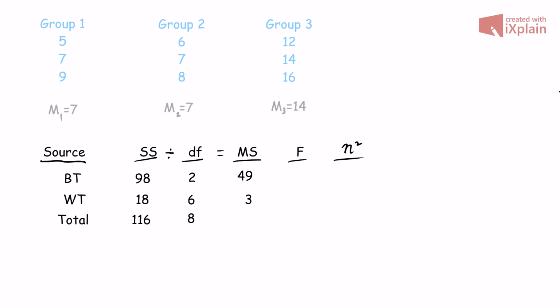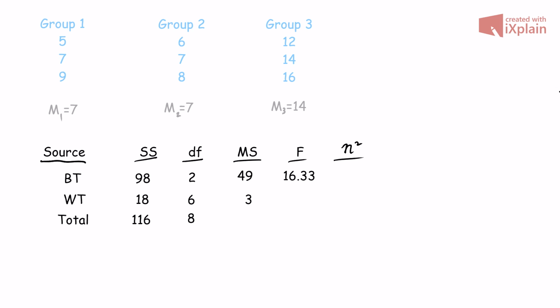So this is the average variability due to treatment and individual differences and error. And this is the average variability due to individual differences and error. And so what we want to do is divide the 3 into the 49 to get F. And if we do that, we'll get 16.33 for F. That means that there is 16 times more variability than you would expect due to sampling error. That's a pretty sizable effect.